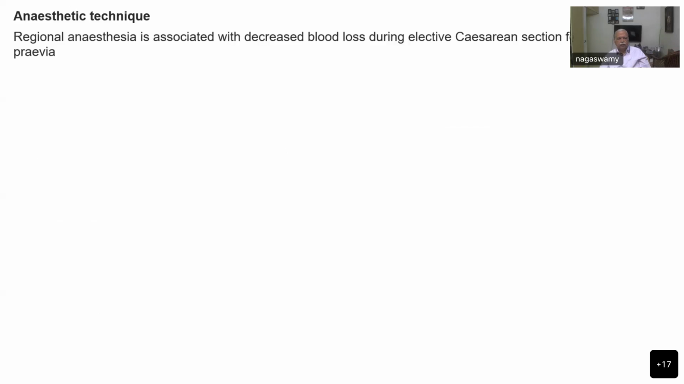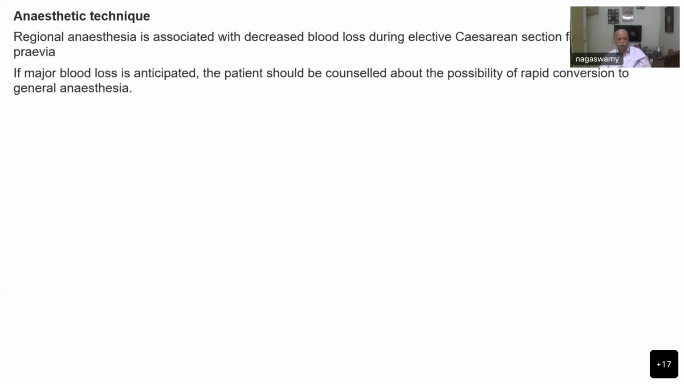Now, the anesthetic technique for, as I said, anticipated or unanticipated major obstetric hemorrhage: regional anesthesia is associated with less blood loss, for elective cesarean for placenta previa also. If major blood loss is anticipated, patients should be counseled about the possibility of rapid conversion of regional to general anesthesia. So you have to tell the patient beforehand, you have a placenta previa, I am now starting with the spinal, you will be awake, and if there is any need, I may have to put you to sleep. So that must always be told to the patient.